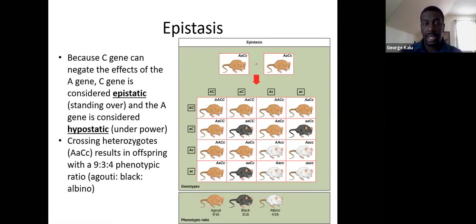Okay. Any questions on epistasis here? Does this make sense? Let me start with that. Okay. So all epistasis is, is we have one gene that has the ability to negate the effect of another gene. Okay. And so that's what we saw with the C.